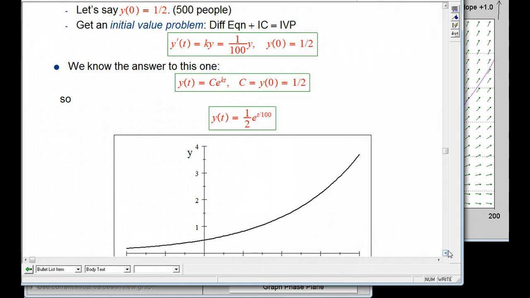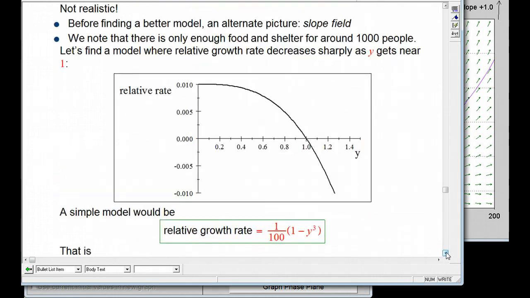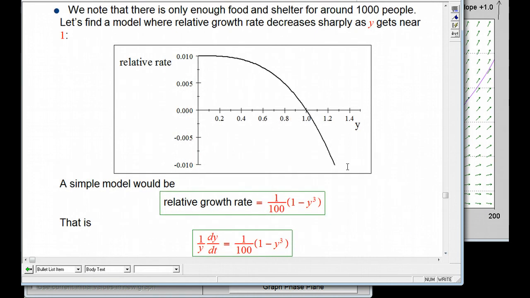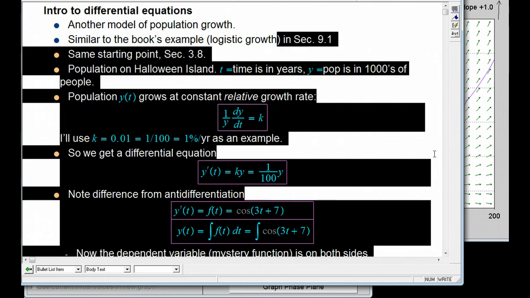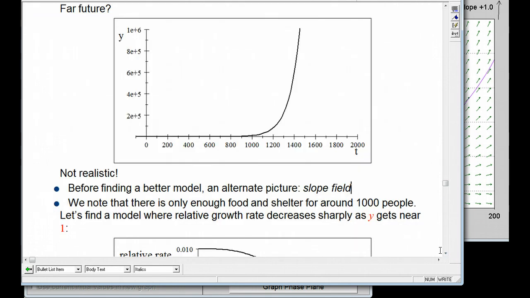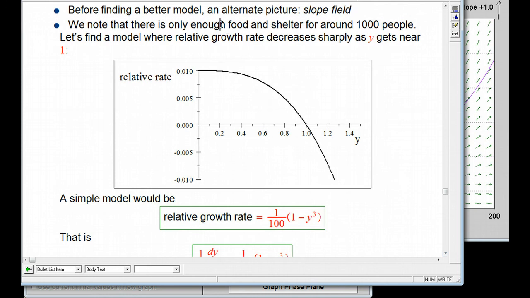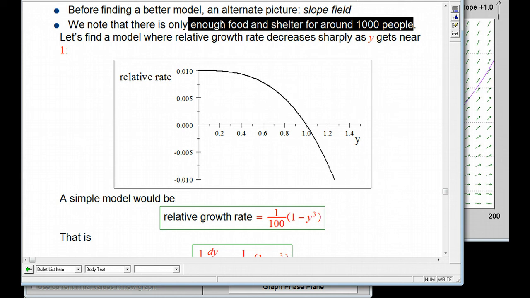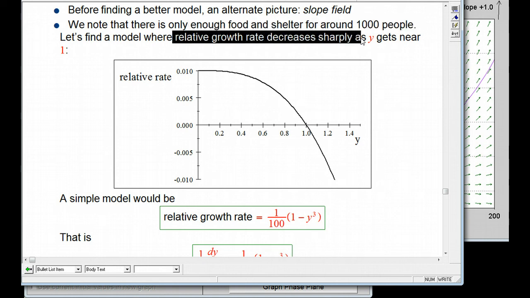So let's think about making this a little more complicated, though, because really we've just replicated with a little more sophisticated terminology the story of exponential growth. So let's say, suppose we look at Halloween Island and we note that at the top, there's only enough food and shelter for around 1,000 people. We find it very implausible that as we get near or above that many people, we're going to be able to sustain population growth. And so what we want to find is a model where the relative growth rate is going to decrease sharply as y gets near 1.